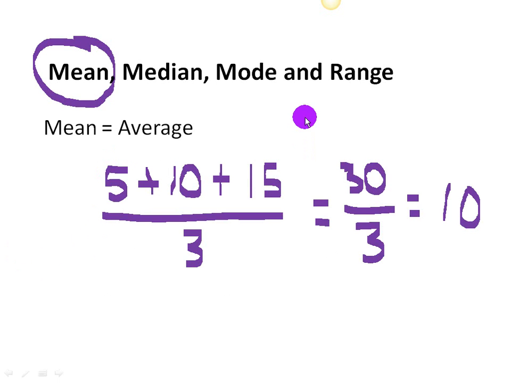Well, if we're going to look at the mean, it's just the average. You add up all the numbers that you have, and you divide by the total number of numbers. Here I have 3 numbers. They total to 30. And I had 3 of them, so I divide 30 by 3, and I would wind up with an average of 10.